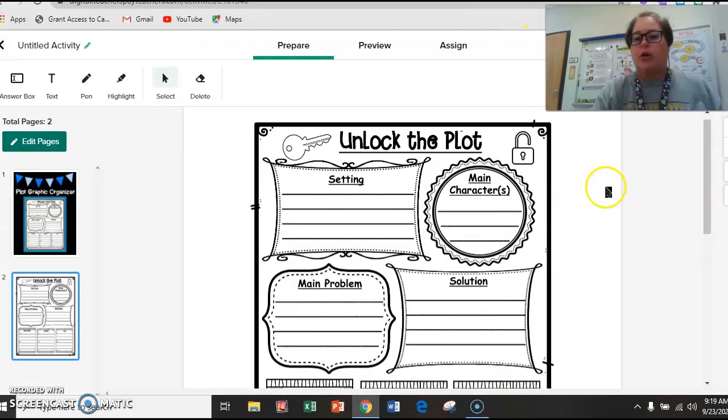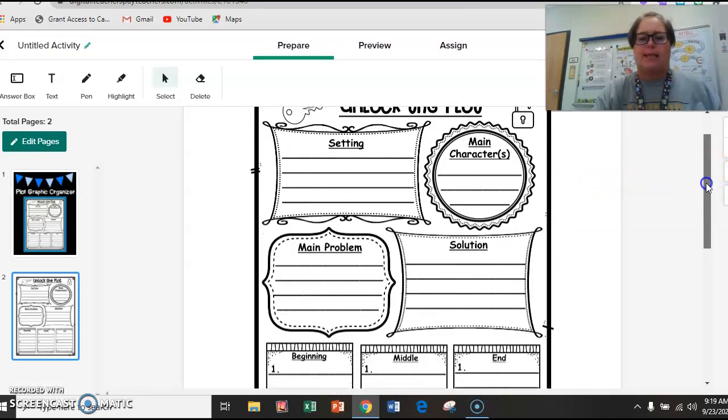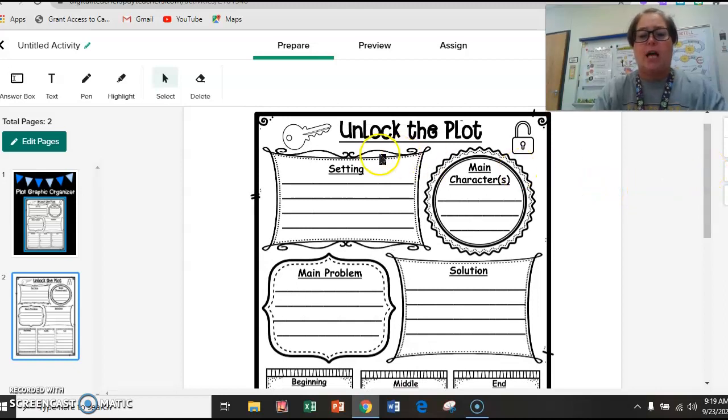So today you're going to have a little paper that kind of looks like this to do. It says, unlock the plot. And we're about to read a story called The Missing Bag. And while I'm reading this story, I want you to be thinking about unlocking the plot. And how do we unlock the plot? Here's how we do it.